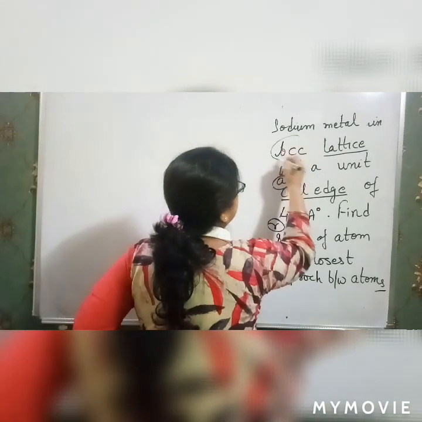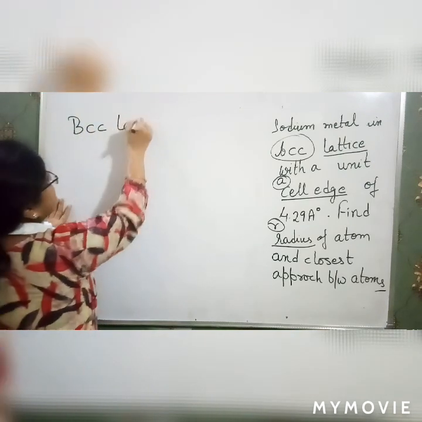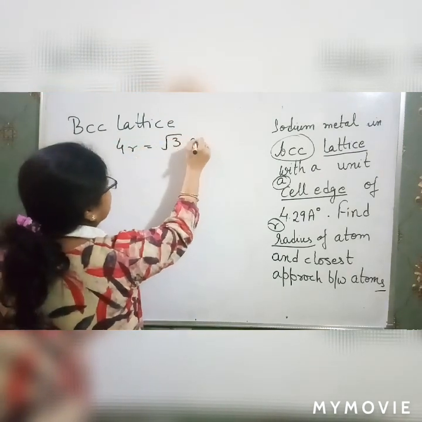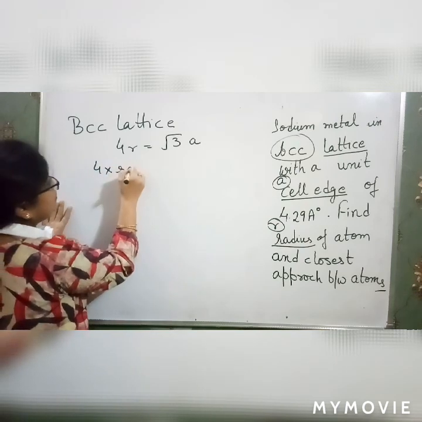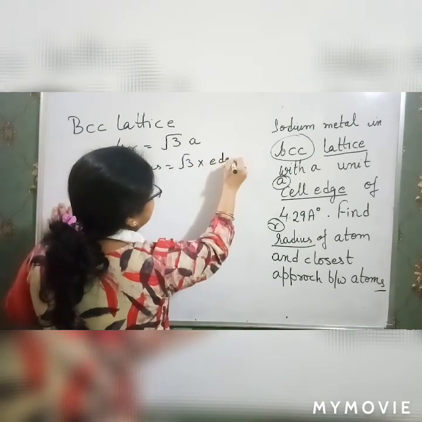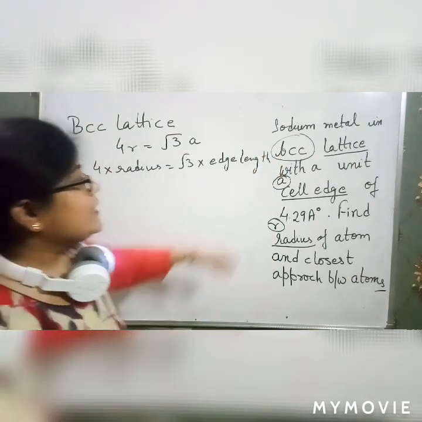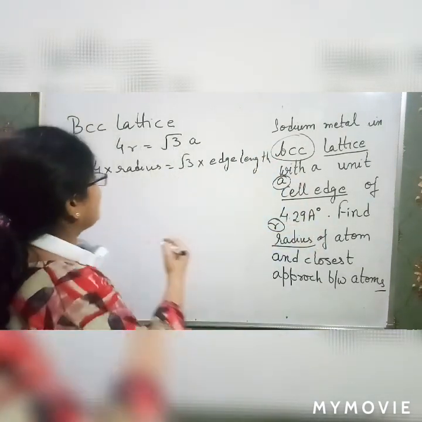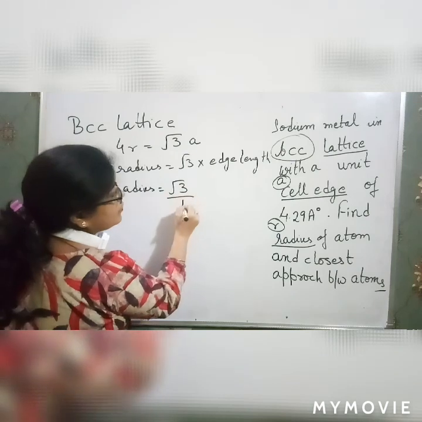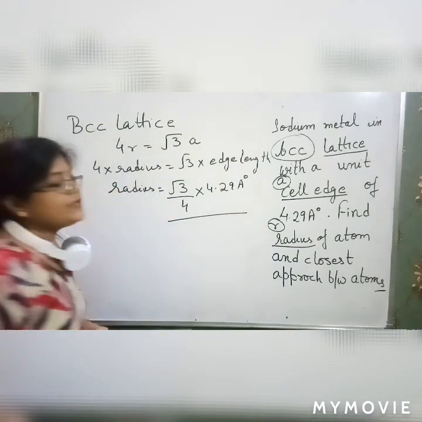Now it is given here the BCC lattice. So according to our formula in BCC lattice, which I told you, 4r is equal to under root 3 a. Clear? That is 4 into the radius of the atom is equal to under root 3 into the edge length. Now our question is what? It has an edge length 4.29 and we have to find the radius. So radius is equal to under root 3 by 4 into 4.29 angstrom.